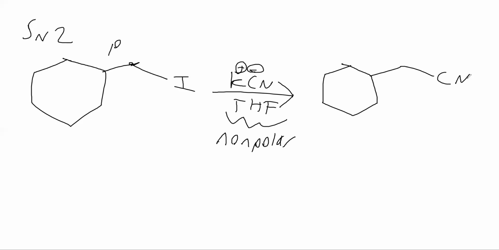And this is the product. Because the C has the negative charge, it just attacks there and kicks out the iodide.